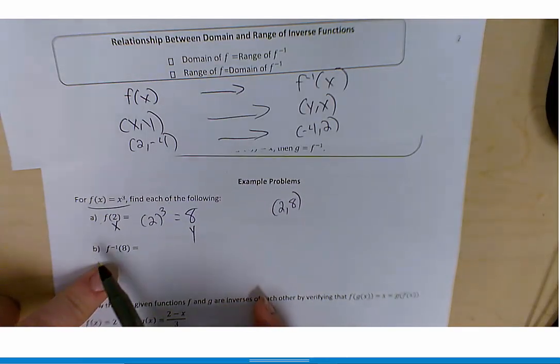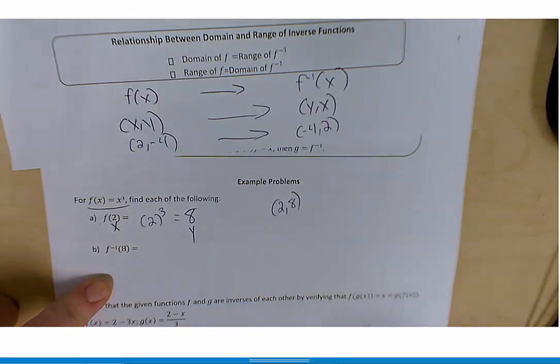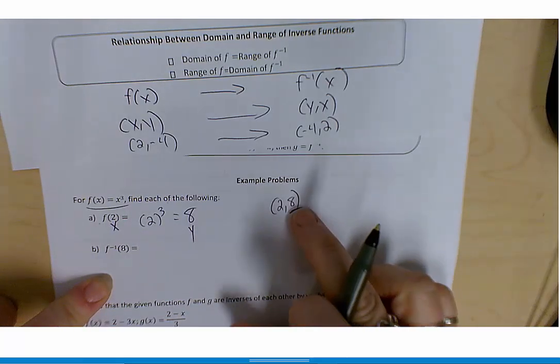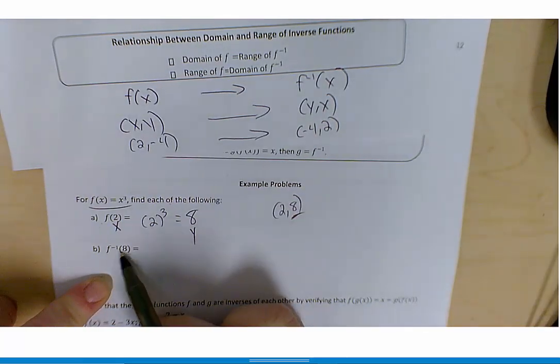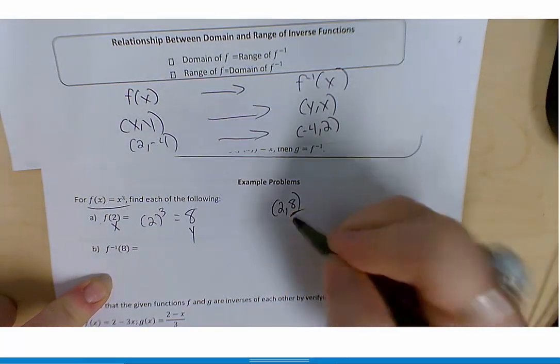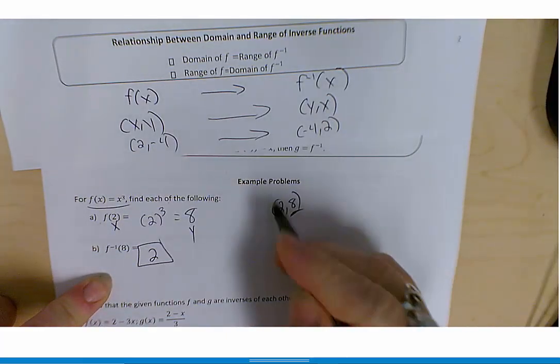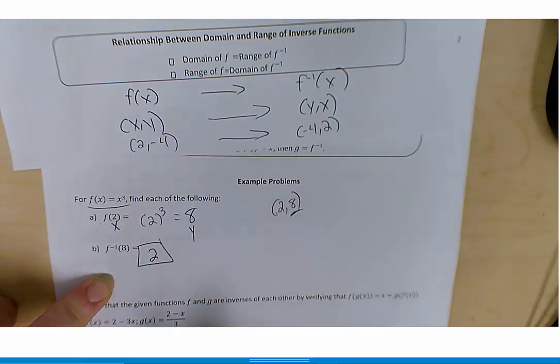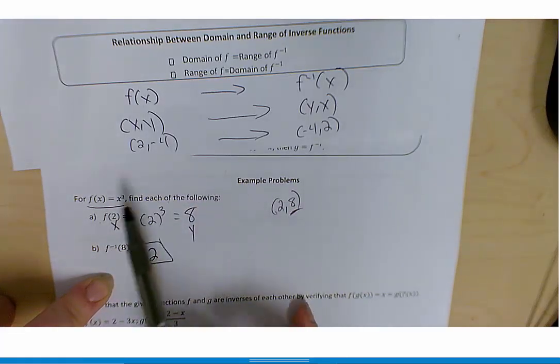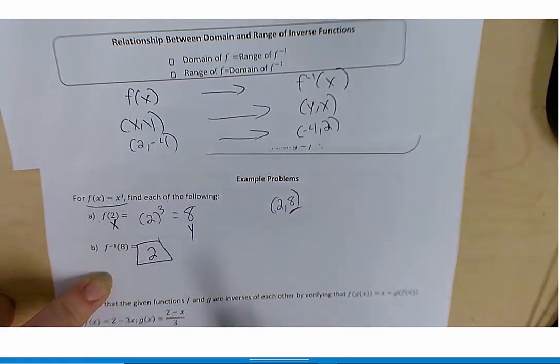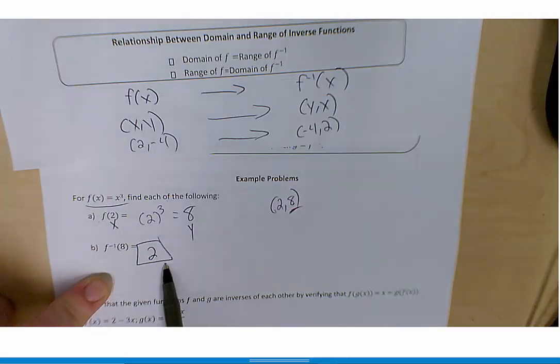So if it wants us to find f inverse of 8, well, notice we got 8 for our y value. And if we know that 8 is the y value, 2 has to be the corresponding x value with it. Again, just reverse it. When we plug in a 2, we get an 8. For its inverse, when we plug in that 8, we will get a 2.